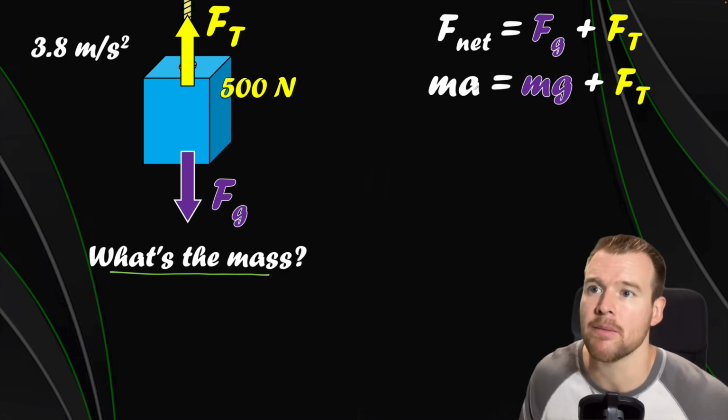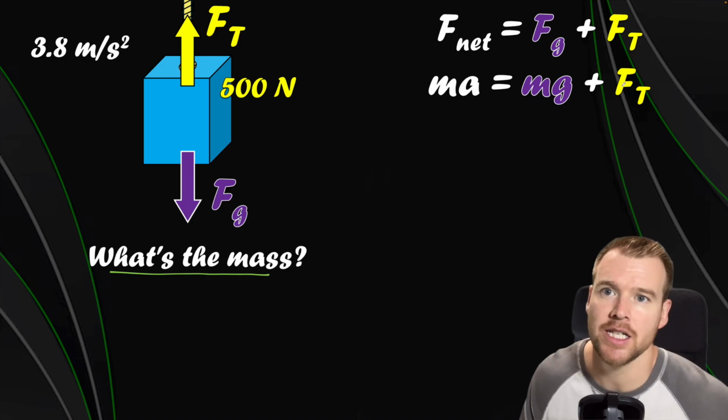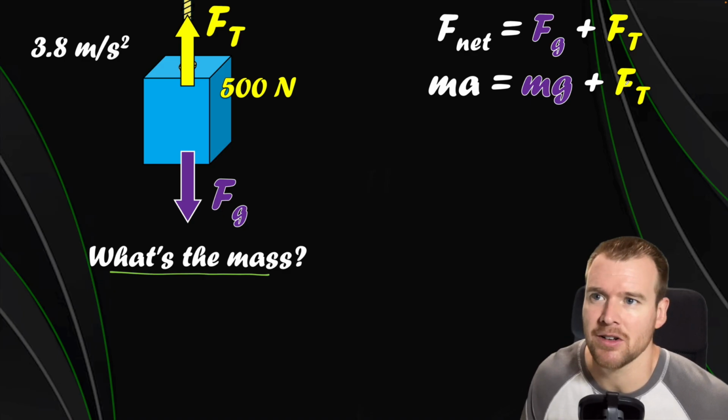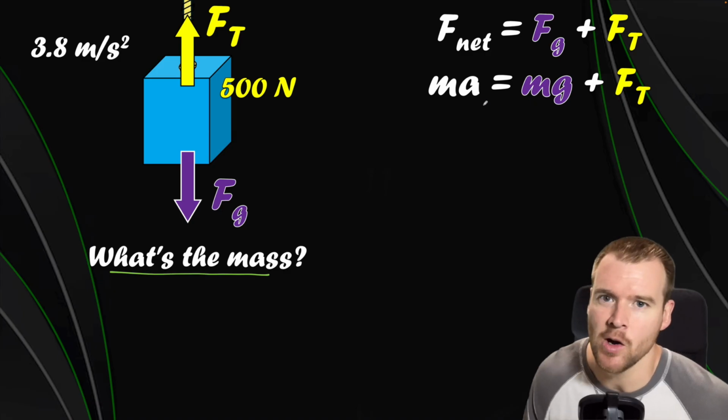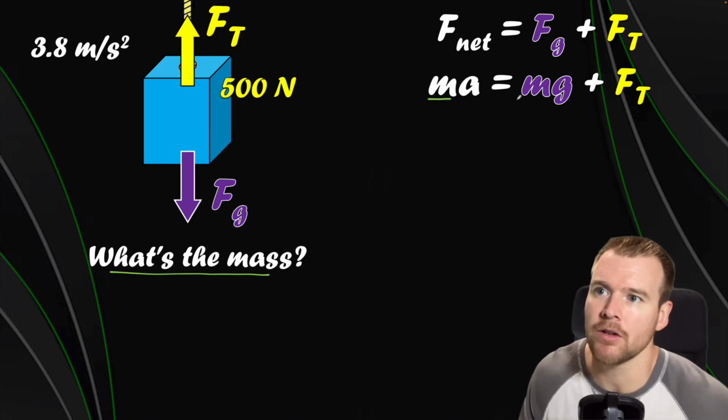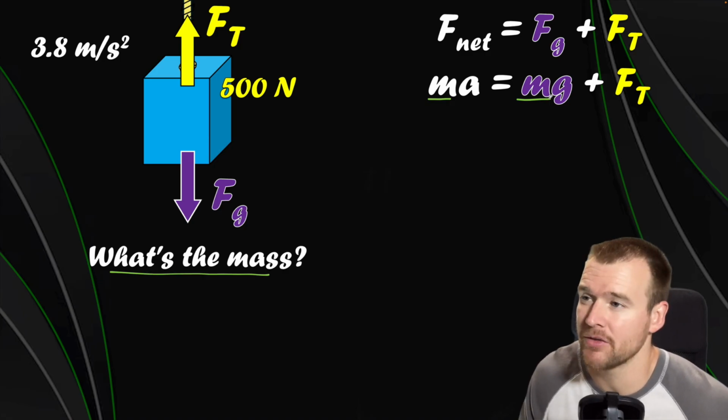So let's plug in some numbers there. I have ma, mg, and Ft. I could put 500 in here. Let's just leave it right there so far. Okay, why this one's pretty hard is I'm trying to solve for mass and I see two m's. So it makes this one a little bit difficult.